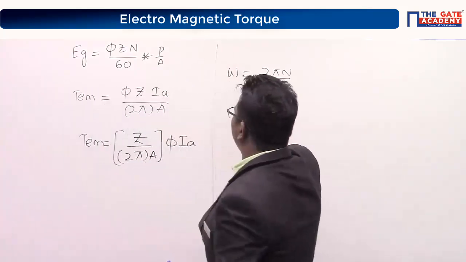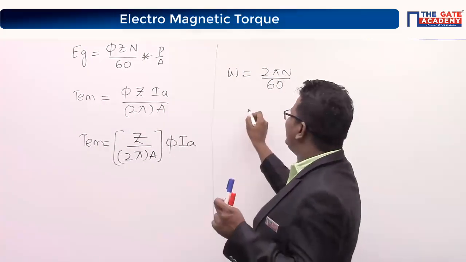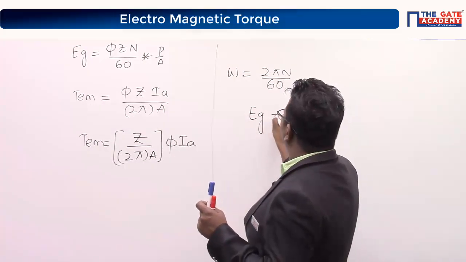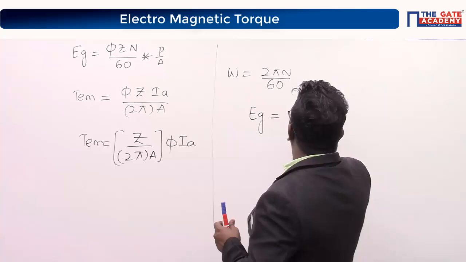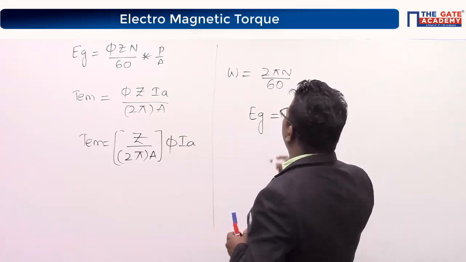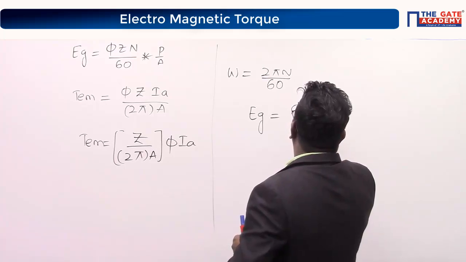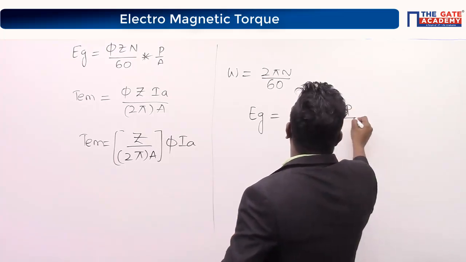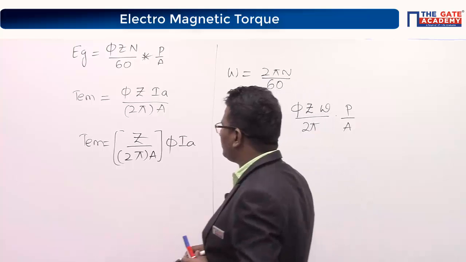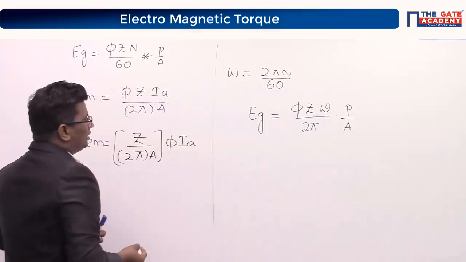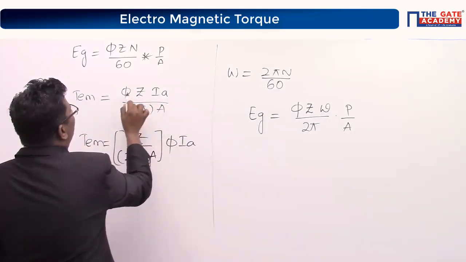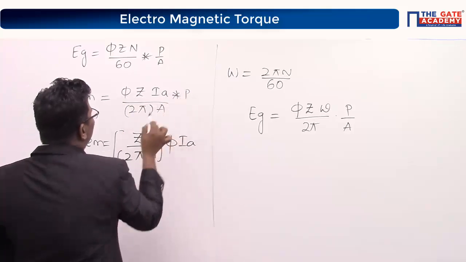Okay. Electromagnetic torque. As we know that omega is equal to 2 pi n by 60. What is the Eg? Phi Z. Can I write n by 60 is nothing but omega by 2 pi? Here also, this is flux per pole. If I have p poles, then we have to multiply with p.